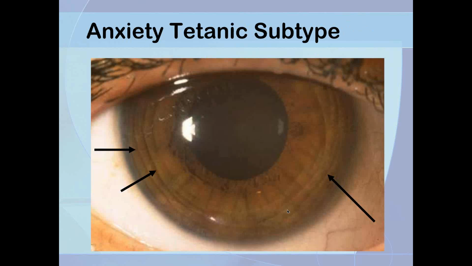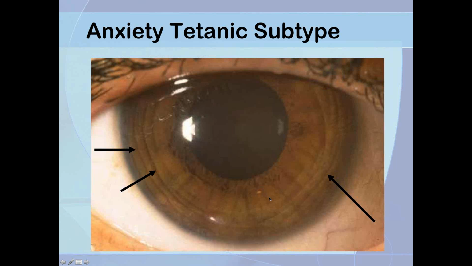This is the anxiety tetanic subtype. Now, these concentric circular rings are called contraction furrows, not radial furrows, contraction furrows that run around the eye. They may be even or they may be broken. There may be one or several layers of them, but they run around the eye in this pattern. So this is an anxiety tetanic type in a biliary constitution.